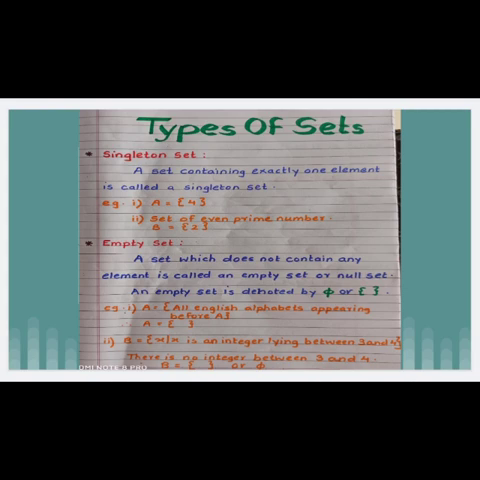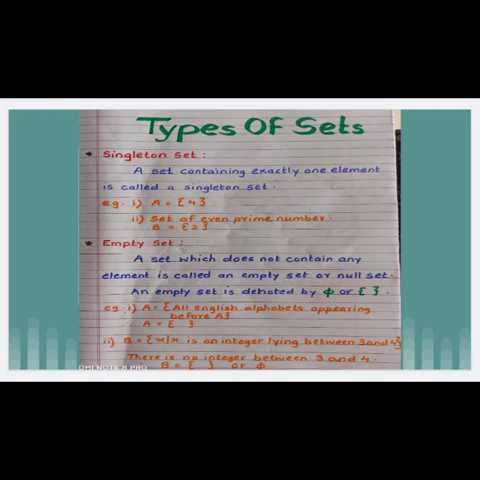Second example, set B, in which x such that x is an integer lying between 3 and 4. There is no integer between 3 and 4. Hence, here set B we show by empty curly brackets or the sign phi.